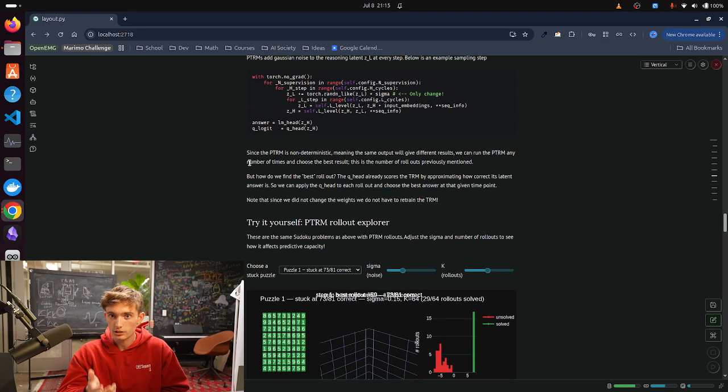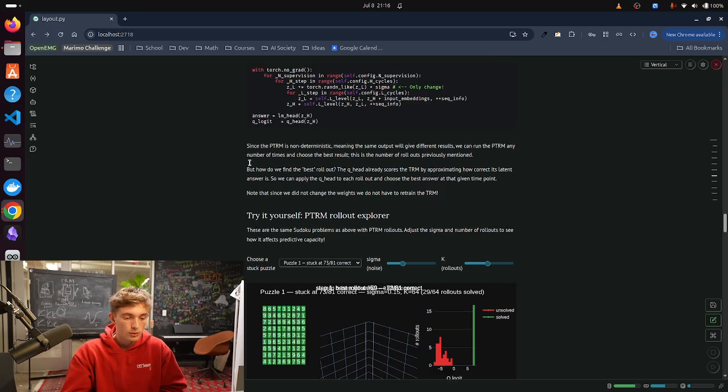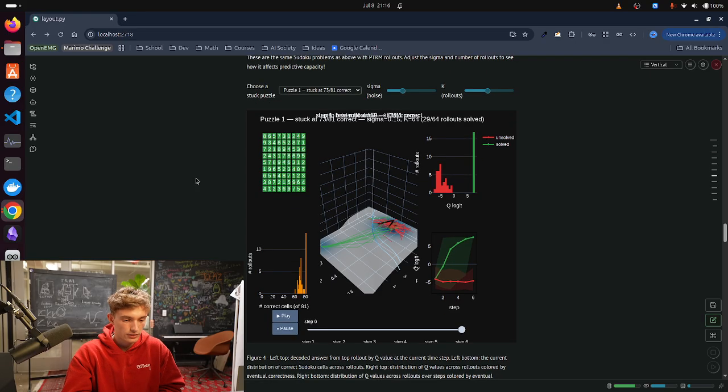But also because it's non-deterministic, we can run this as many times as we want and get individual answers. And this is the number of rollouts. So here we can visualize that. We have a Sudoku problem.